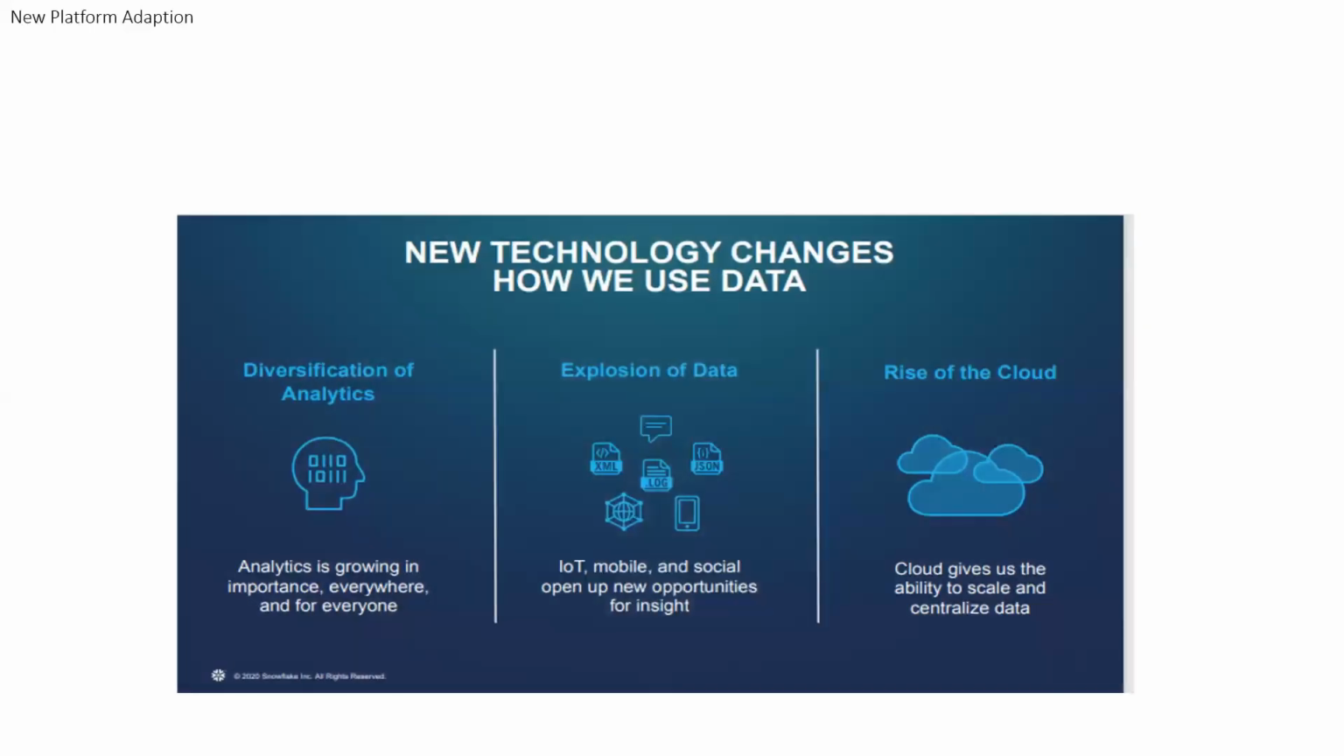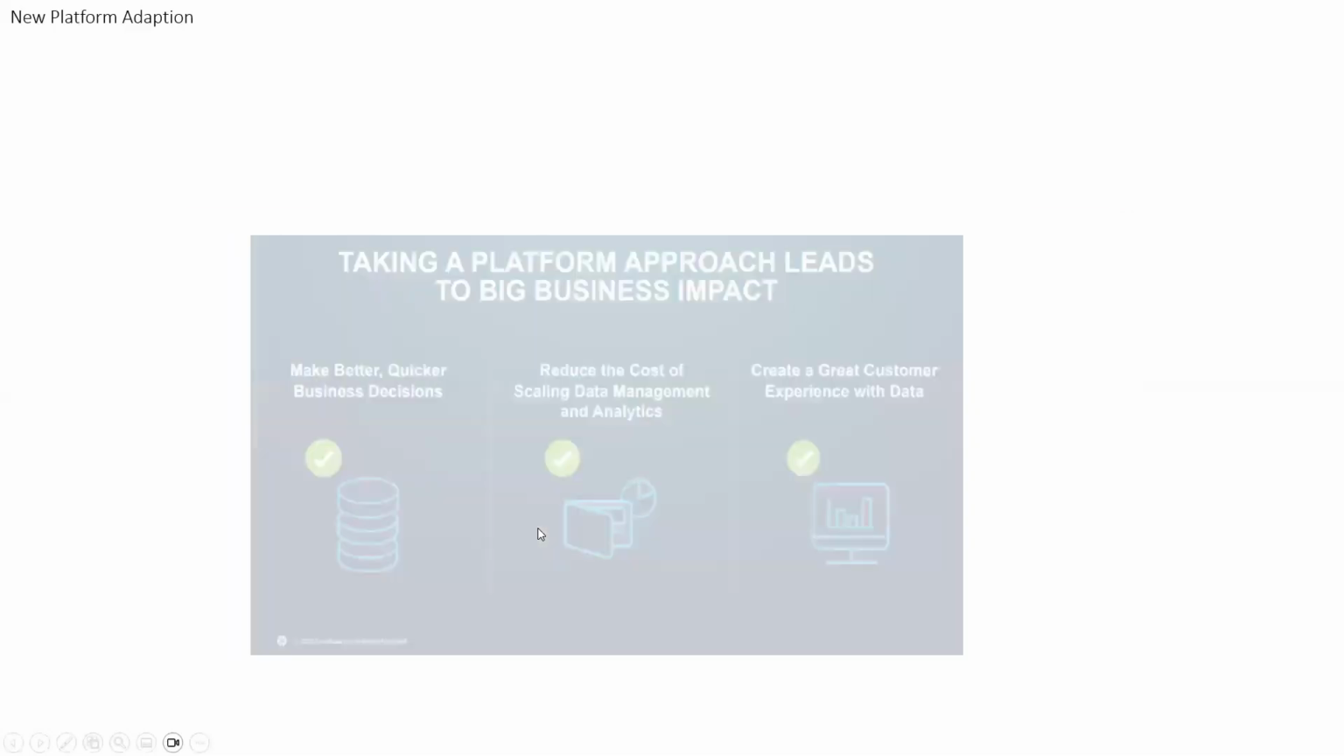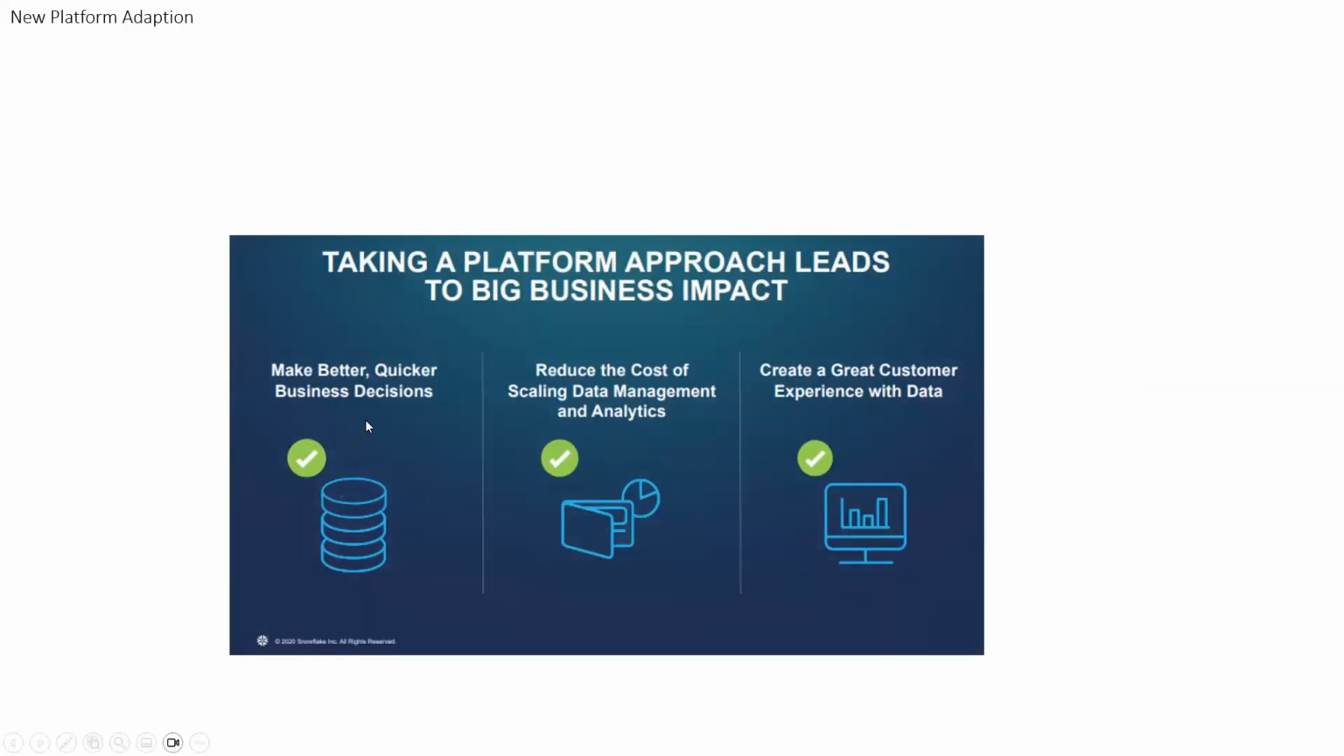So what is this new platform going to have? It is going to have a diversification of analytics. Analytics is very much important, and the data is being generated from multiple sources. The cloud is also rising, right? We have seen a lot of clouds in the market, like AWS, Azure, Google, Alibaba, and so many others. New technologies change the way we use that data. Accordingly, we want to make smart decisions, as well as reduce the cost of scaling data management and analysis.